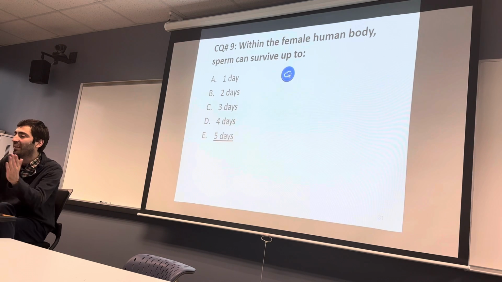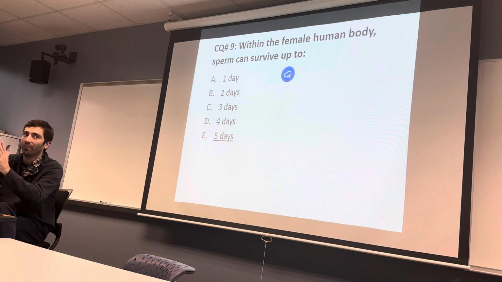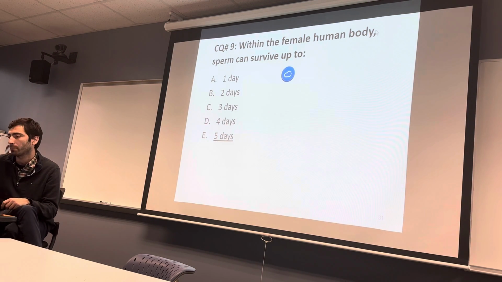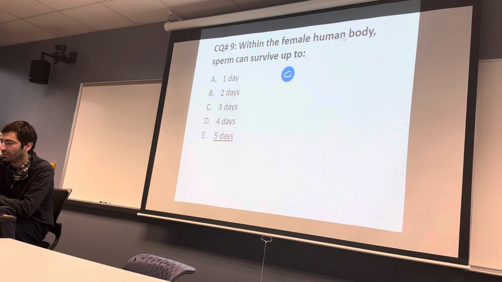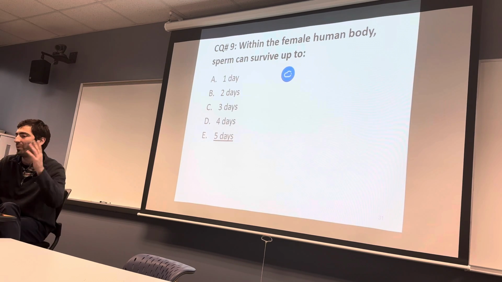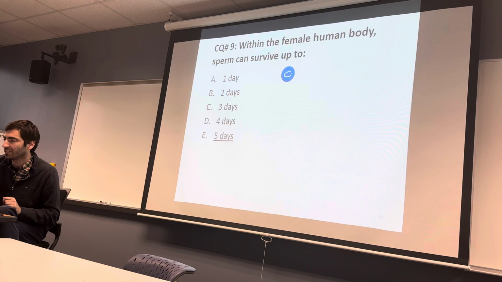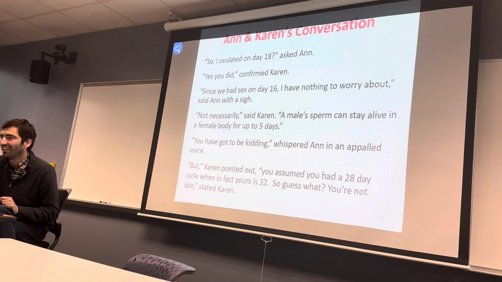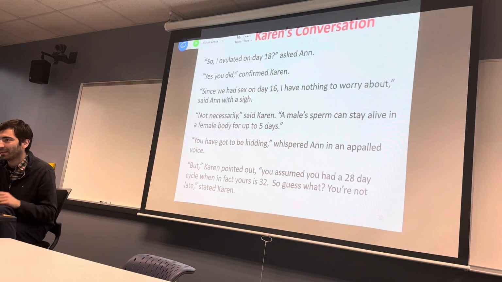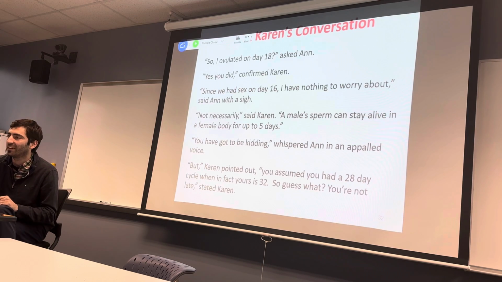So when we think of that window of opportunity for fertilization, in this case, who was it? Anne? If Anne ovulated on day 18, there's a 5-day window before that where she's at risk. Or maybe it's a good thing. I don't know. She's not treating it like it's a good thing.